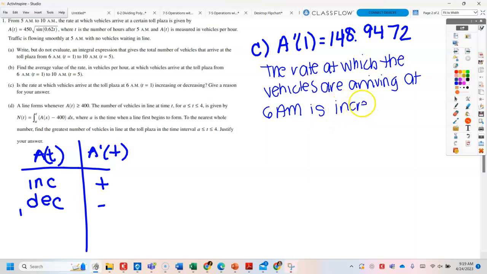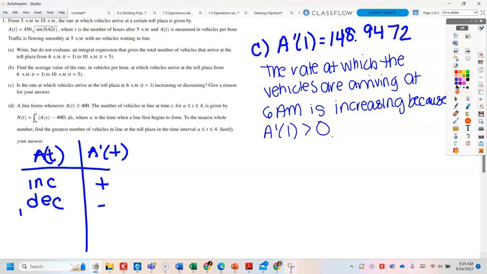is increasing because A prime of 1 is greater than 0. So again, it goes back to the nut, right? Now, rate at which they arrive, units, 6 a.m., greater than 0. Good. So that was worth 2 points.